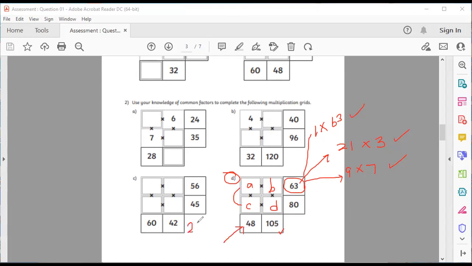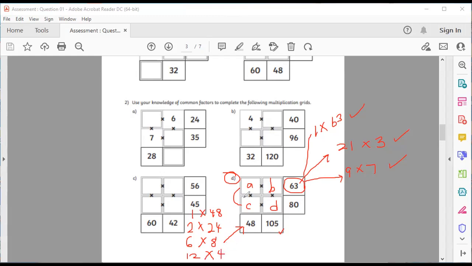Teacher, 2 times 24. 6 times 8. 1 times 48. 12 times 4. Some more? 4 times 12. Anything else?